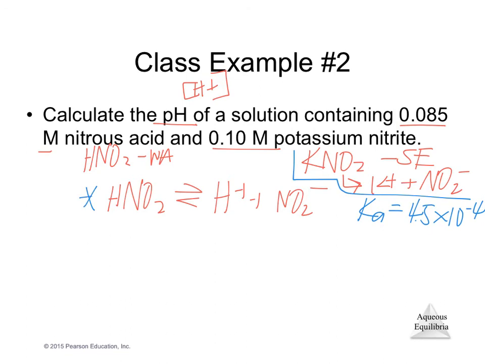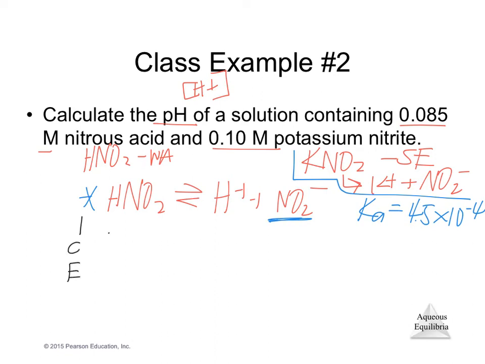So now I've written my equilibrium equation. I've found my Ka. Now I need to figure out what the common ion is. So I have nitrous acid and potassium nitrite. They both have NO2 minus. They both have nitrite. That's going to be my common ion. So I'm just now going to make my ice table.